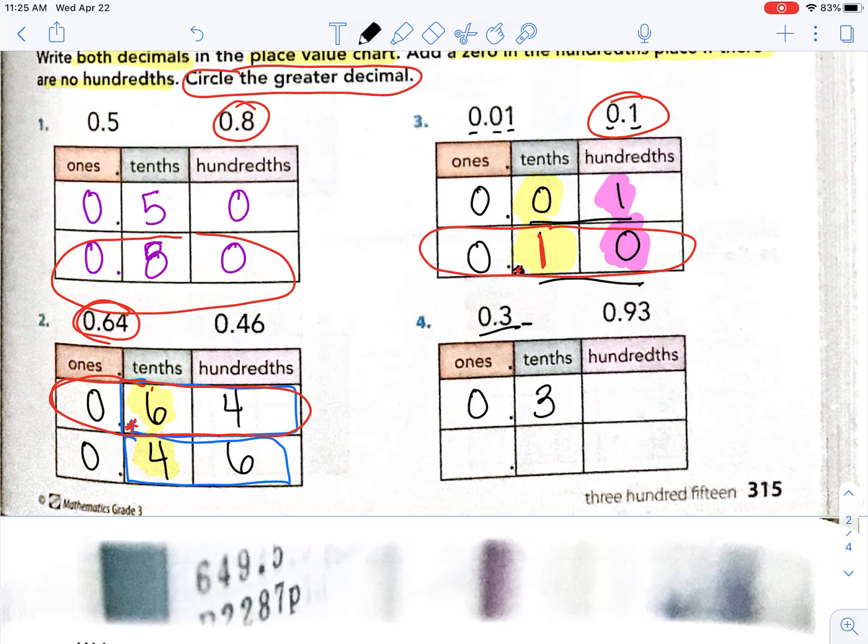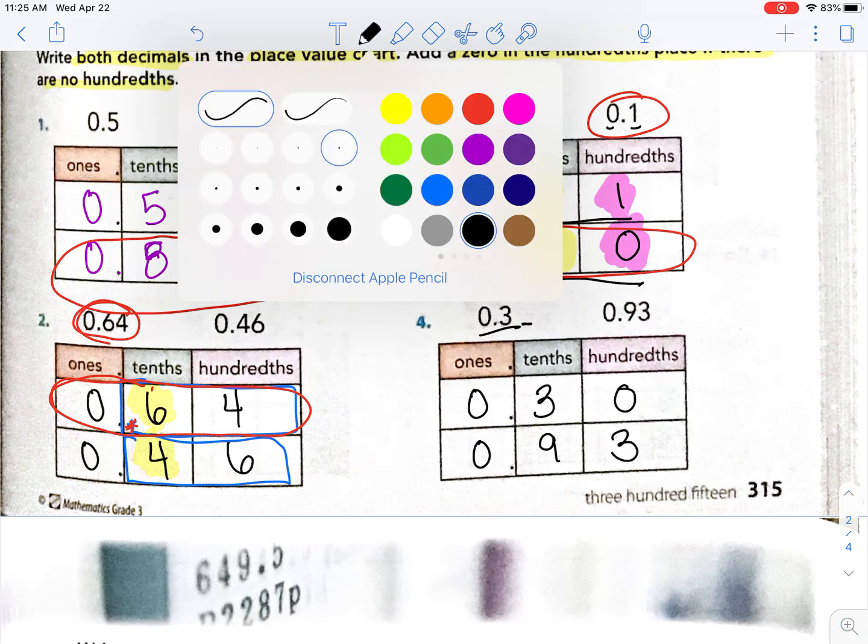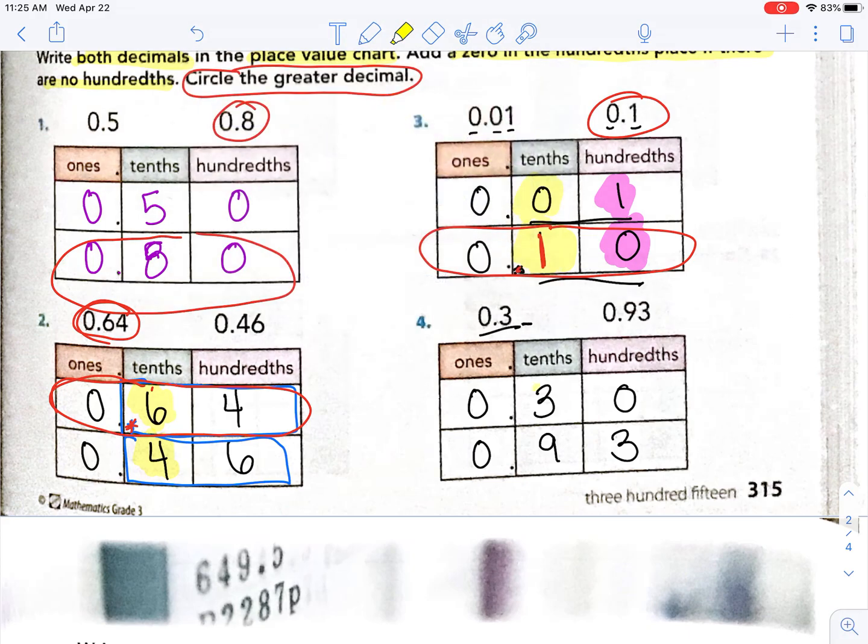0.3. Is there anything in the hundredths place? No, there's not. So let's put a 0 in there. And then write the next one, 0.93. What is more, boys and girls? All we really need to do is look at the tenths place, right? And we'll already get our answer. What's more, 9 dimes or 3 dimes? 9 tenths or 3 tenths? 9 tenths. Super obvious. So I'm going to circle that.